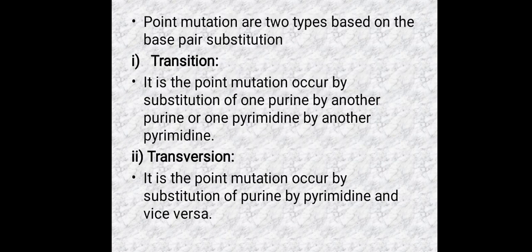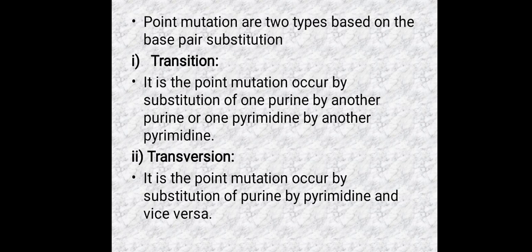Again there are two main types or subtypes. Here we can say that there are the subtypes of the point mutation: the transition type of mutation, and the second one is the transversion type of mutation. In the first case, the transition type of mutation, it is the type of point mutation which occurs by substitution of one purine base by another purine base, or substitution of one pyrimidine base by another pyrimidine. Simply we call it the transition type of mutation whenever there is substitution of a purine base with another purine or a pyrimidine base with another pyrimidine.